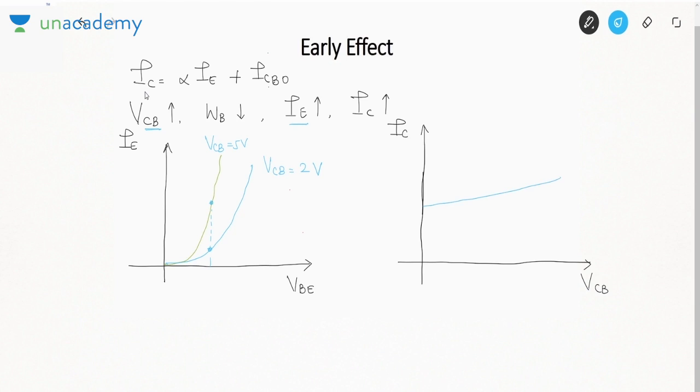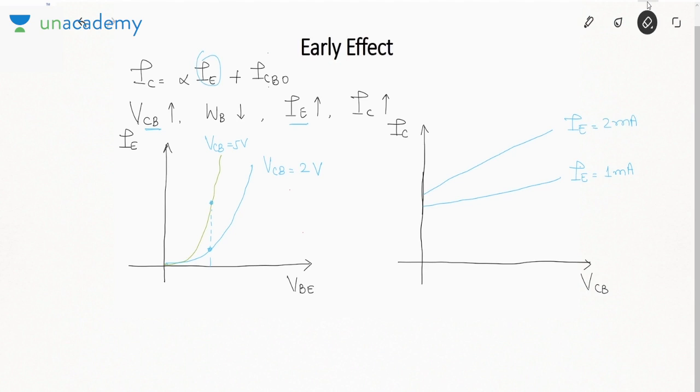The slope will be very less. Suppose this is IC versus VCB. But we know IC also depends on IE. Suppose I say IE equal to 1 milliampere. If IE is increased, IC will again increase, because IC depends on IE.